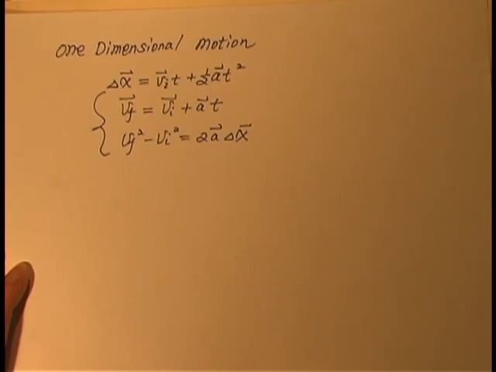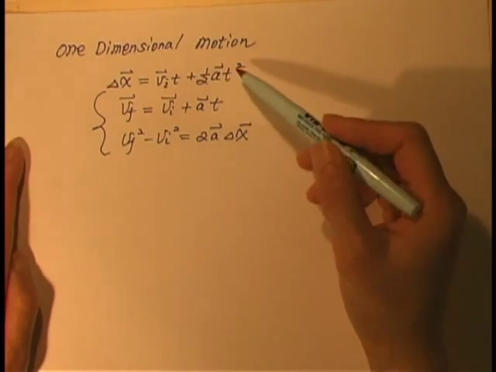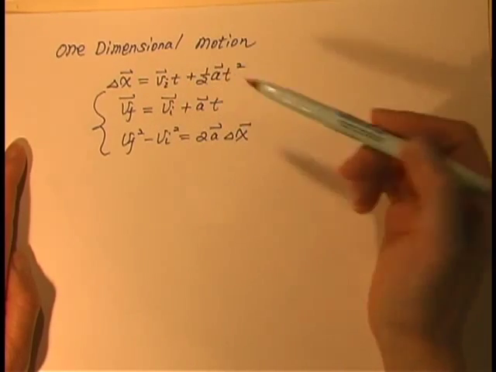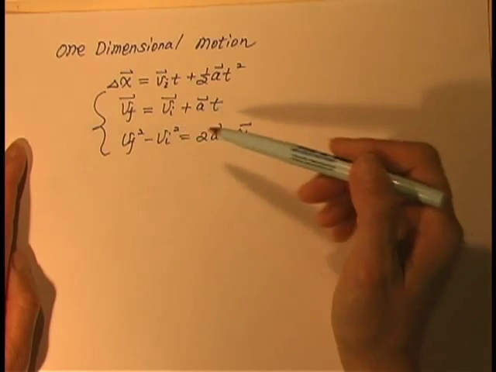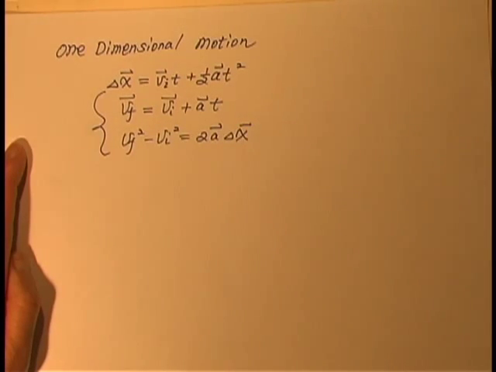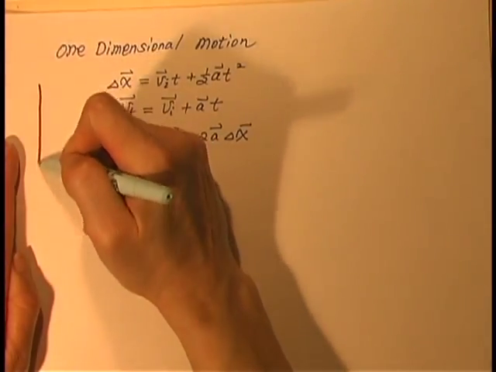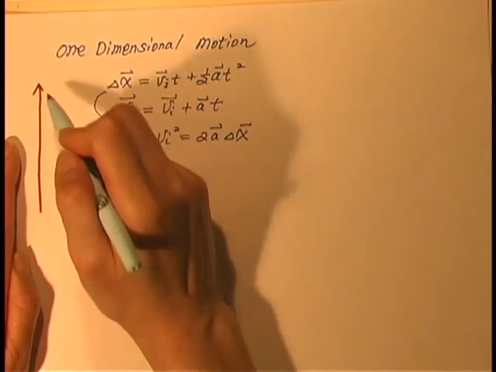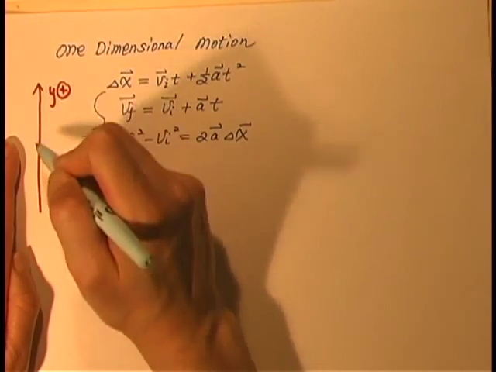Now let's take a look at how we apply what we learned of one-dimensional motion. We have 3 equations. One is about change of position, initial velocity, acceleration and time. Another is final velocity, initial velocity, acceleration and time. And the other one is without time. How do we apply this to the y direction? This is our y direction. As a matter of fact, you can choose either up as positive or down as positive. It's totally up to you.